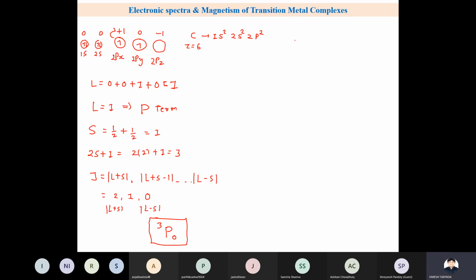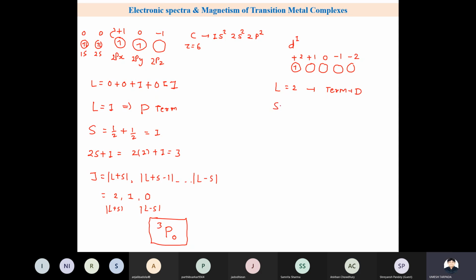In a similar way, suppose you have a d1 configuration. If you have an electron in a d orbital, the d orbitals are 5 in number, with L values plus 2, plus 1, 0, minus 1, minus 2. If one electron is there in the d orbital, then what is its L value? It is 2, so the term is capital D.